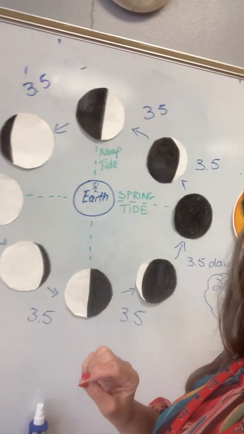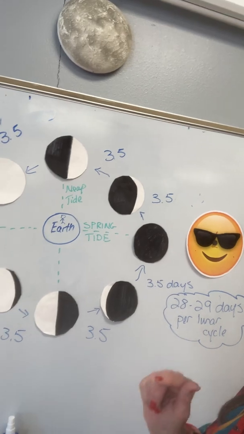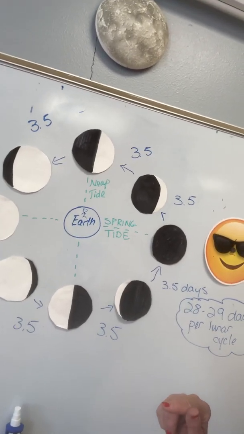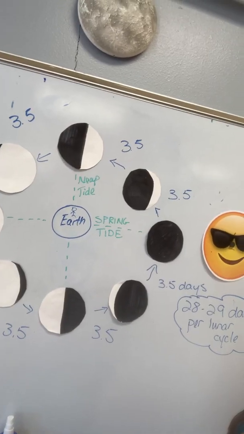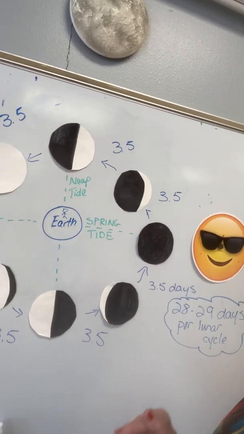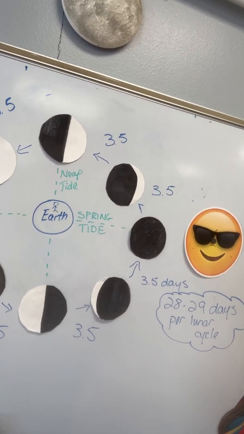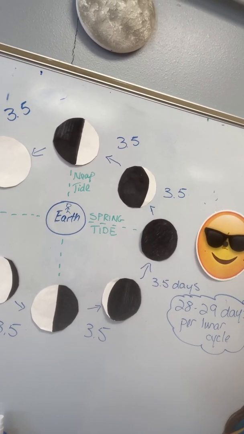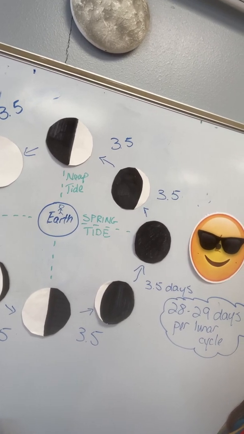Also, let's look at our tides. When the sun, the earth, and the moon are lined up during the full moon and the new moon phases, right here, you have what's called a spring tide. Neap tide is when you have a 90-degree angle between the moon, earth, and sun, and the moon is in its first quarter or its third quarter phase.